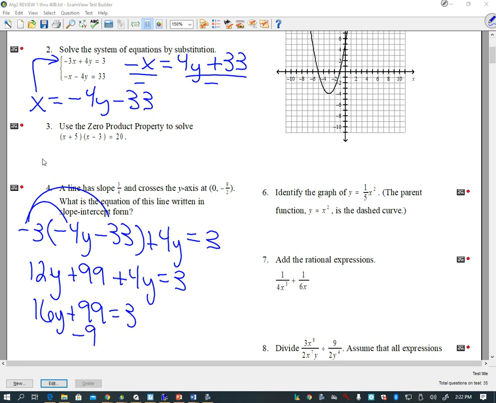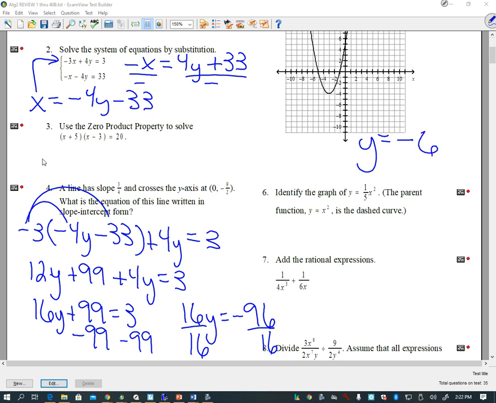Subtract 99 from both sides. That's going to give me 16y equals what? Negative 96. 3 minus 99 is negative 96. Now what? Divide by 16. And I get y equals negative 6. So that gets me my y.